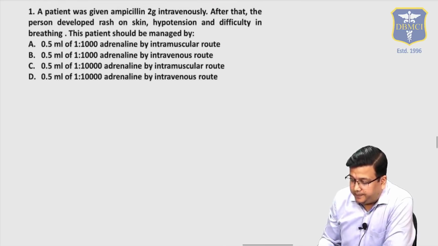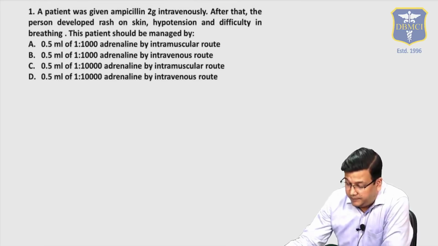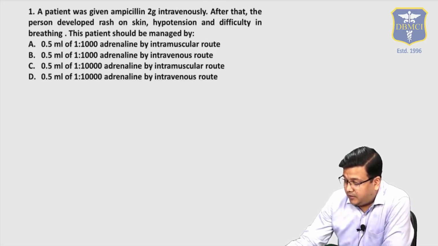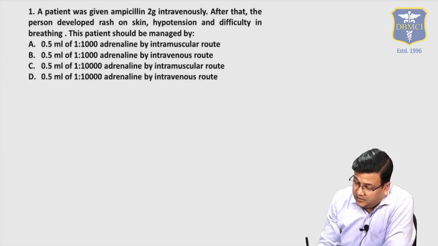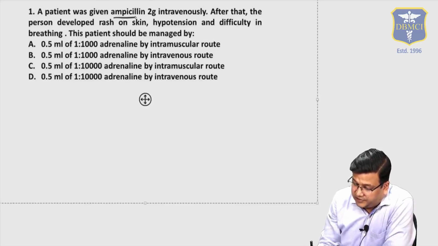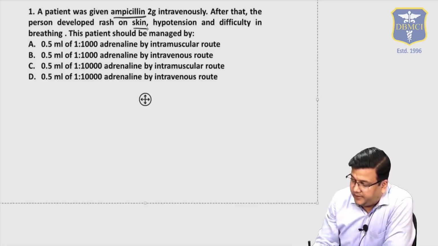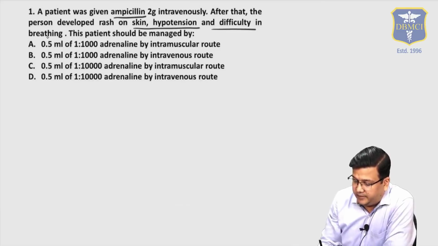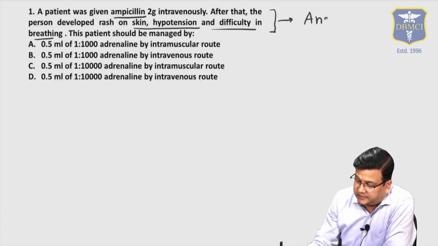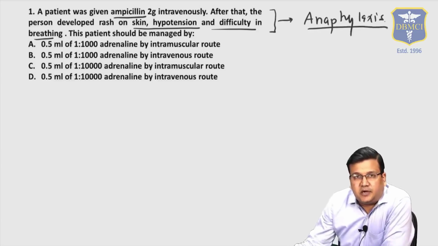Starting with question number 1, a patient was given ampicillin 2 gram intravenously. After that, the person developed rash, skin hypotension and difficulty in breathing. This patient should be managed by. So we have a history of administration of ampicillin followed by rash, hypotension and breathing difficulty. We are looking at a case of anaphylaxis. So the question is basically asking the treatment of anaphylaxis.